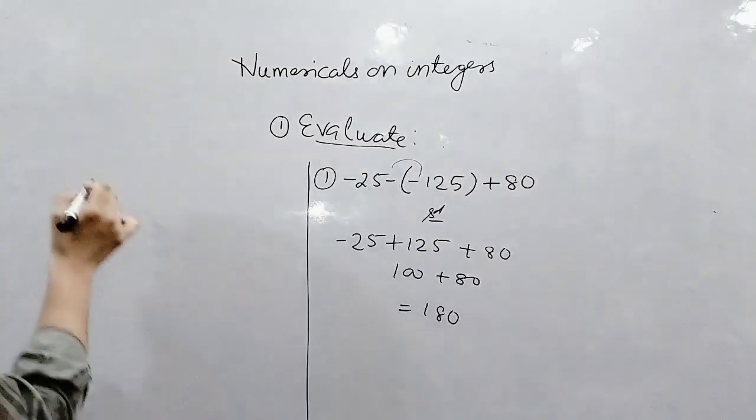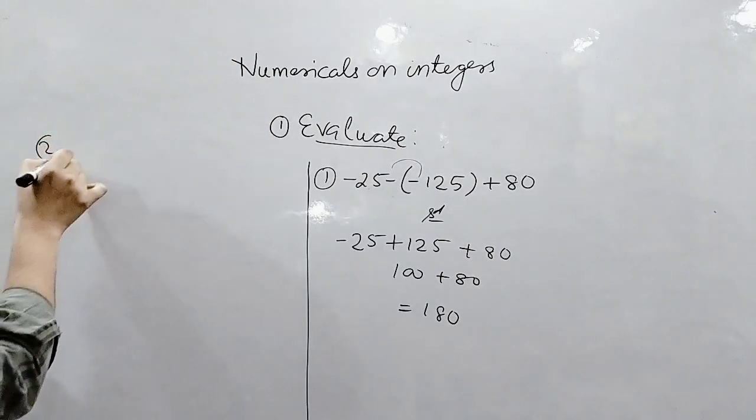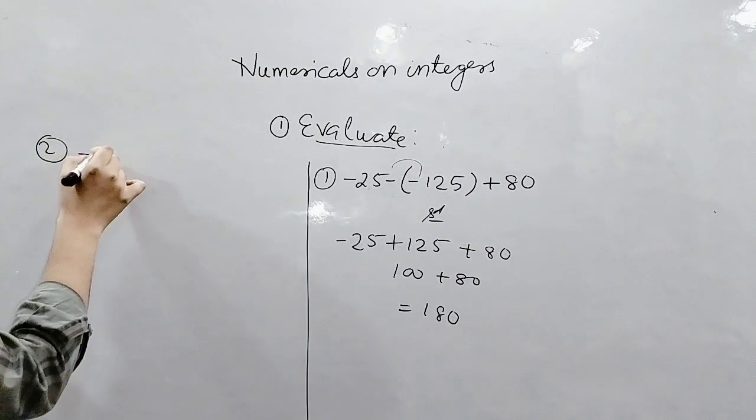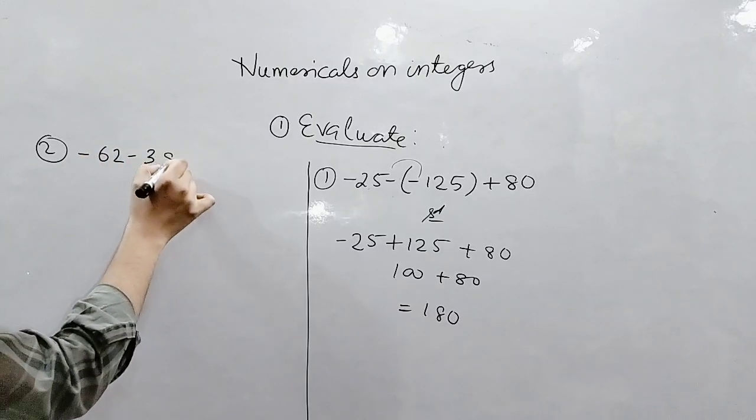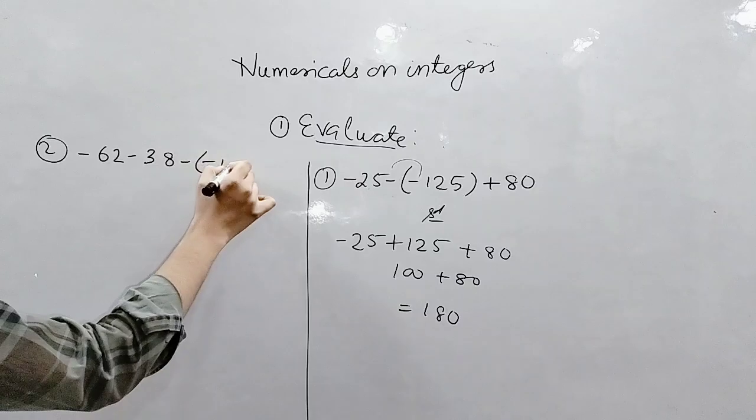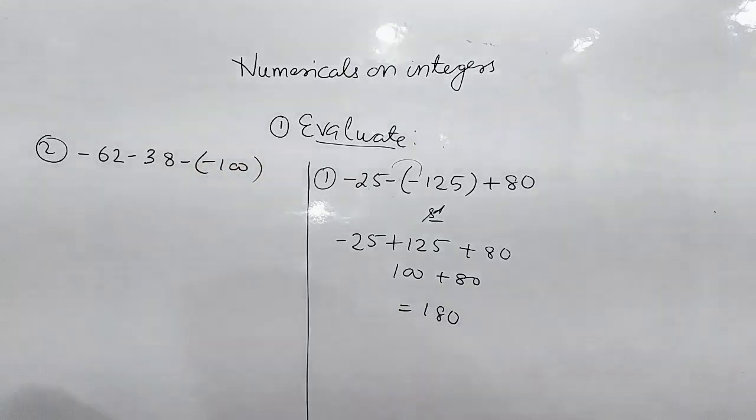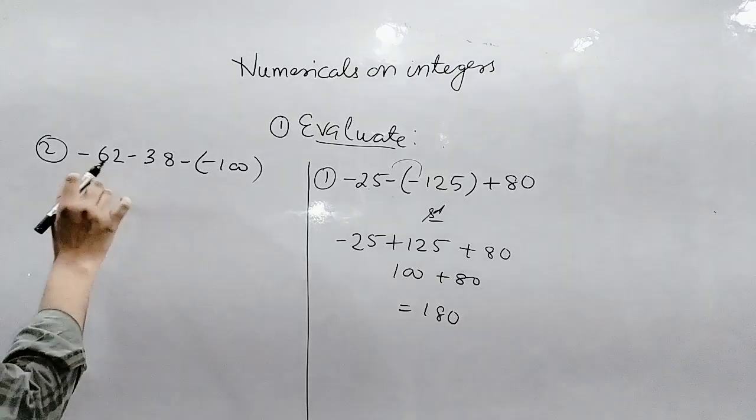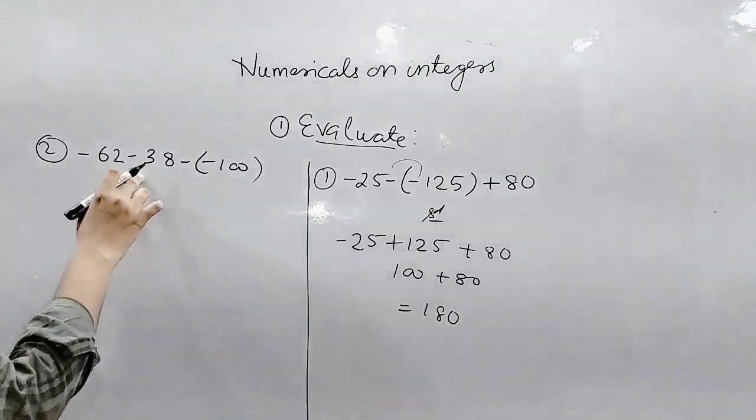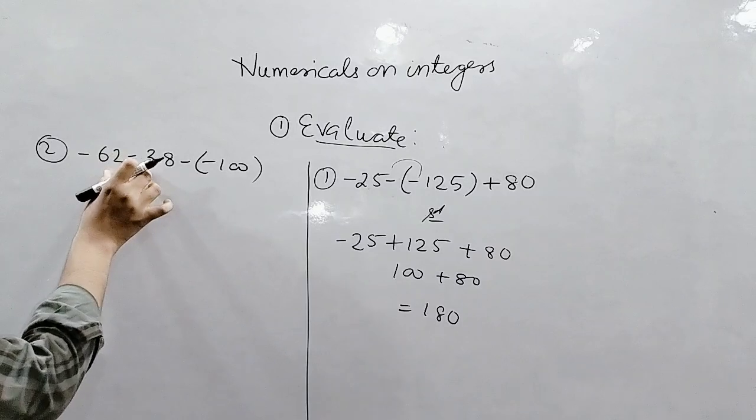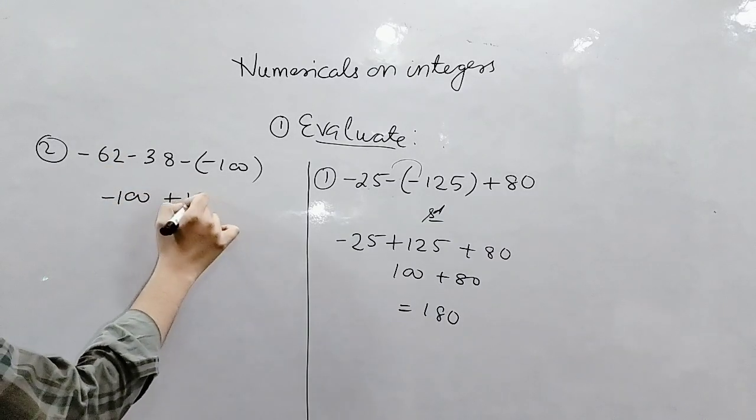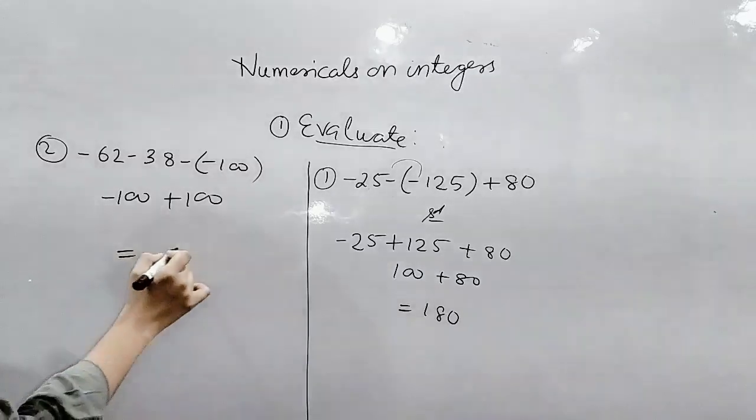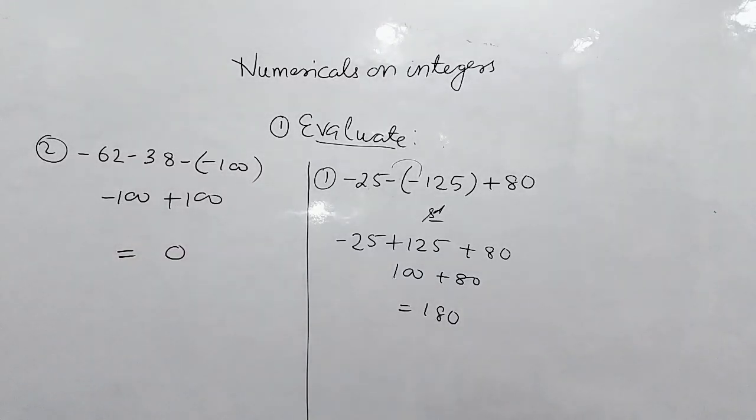Now question number 2 is minus 62 minus 38 minus 100. So this becomes, अब यहाँ माइनस माइनस प्लस होता है और साइन माइनस का होता है. So this becomes minus 100 plus 100. So this is equal to 0. Okay, we note it down.